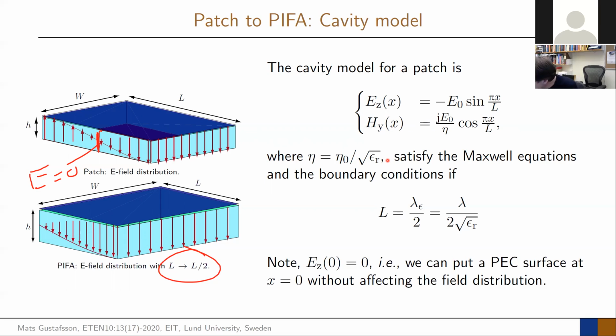And the reason is precisely as I mentioned before, that we can put this PEC surface here to short circuit this side here, because the electric field is already 0. And if the electric field is 0, yeah, let's put the metal wall there. And then you can remove the back side of it. So the bottom part here, you basically just take away, and you only keep the front part of it. So you keep half of your patch.